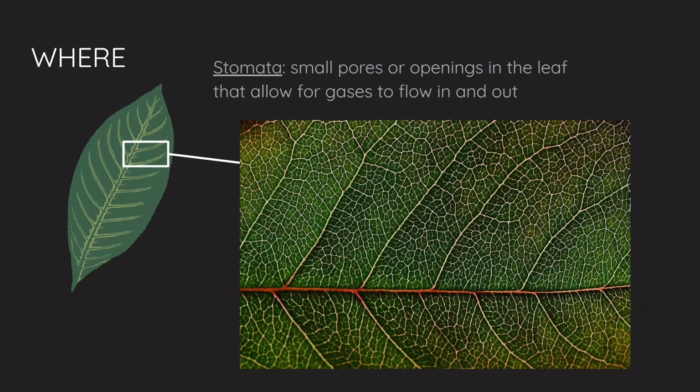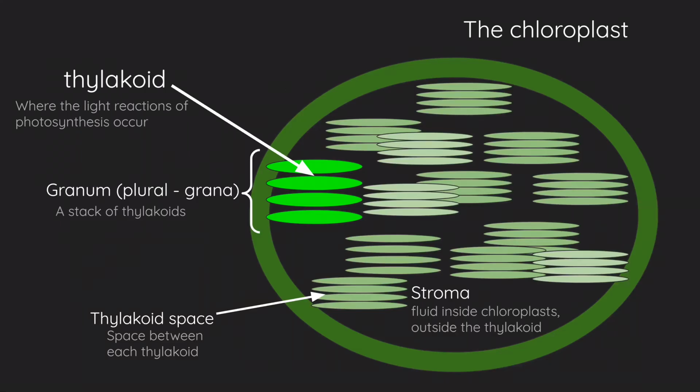A plant's leaf has small pores called the stomata, which allow for the flow of gases like CO2 in and out of the plant for photosynthesis. If we go deeper into the plant cell, we will find the chloroplasts. The chloroplasts are organelles located in the layer of the leaf called the mesophyll.